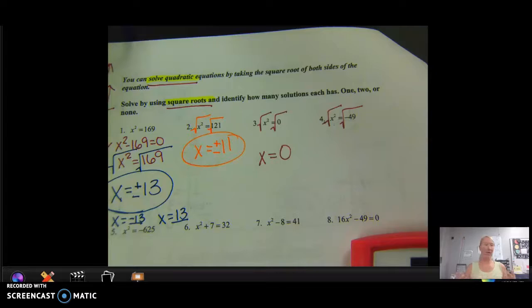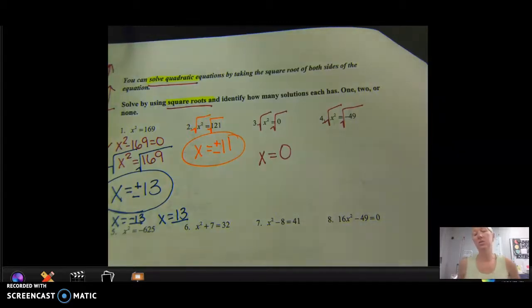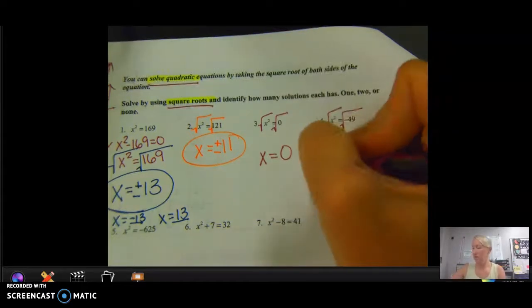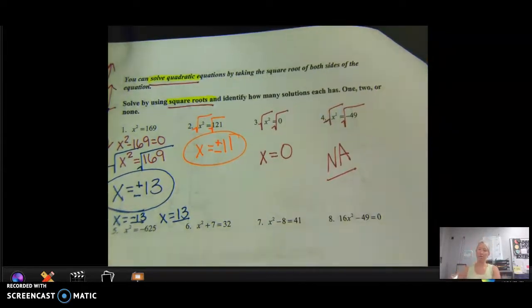There's no way I can do that, because I either have two negatives or two positives, and in each case you get a positive number. So you can't take the square root of a negative number right now. You will learn in the future, in Algebra 2, that you will be able to take the square root of a negative number. But for our sake right now, we are going to say not applicable, NA. So NA, no answer right now, okay?